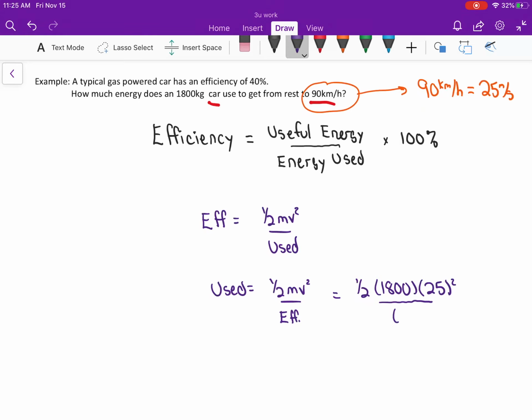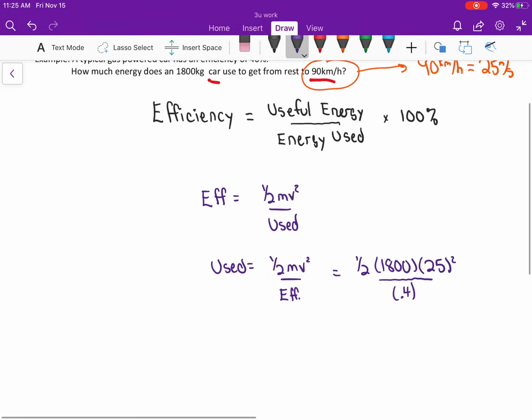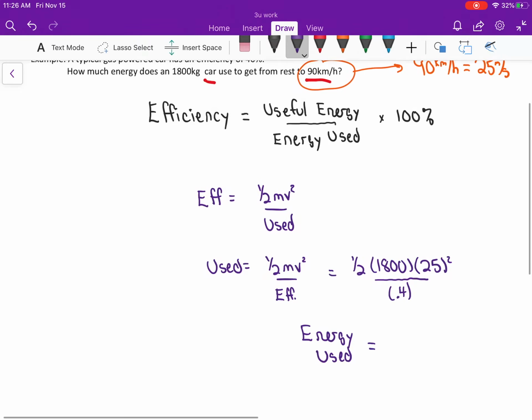The efficiency that I made up, you can Google it, but there's a range for cars. 40% is kind of an acceptable value. When you do the math on that, the energy used by the car is going to be a big number. It's heavy and it's going kind of quick. I get roughly 1.4 million joules of energy.